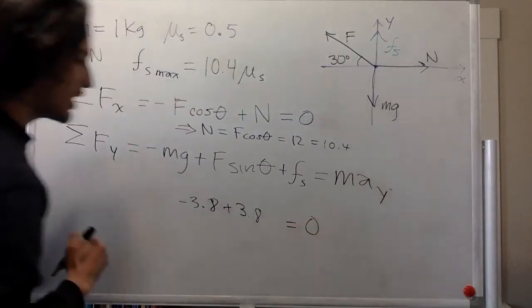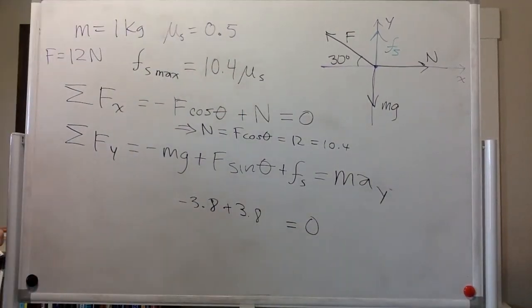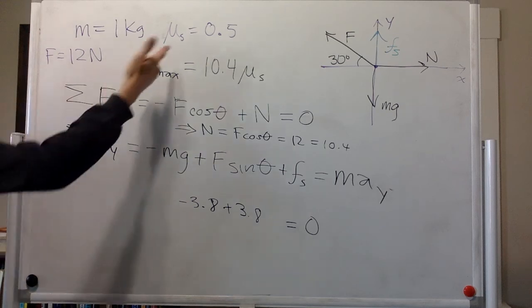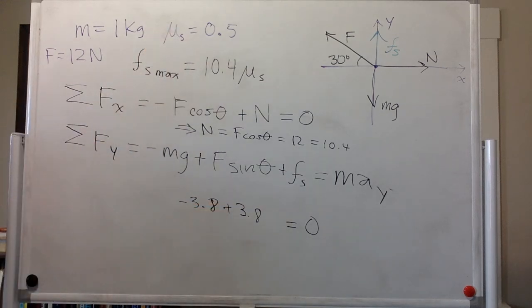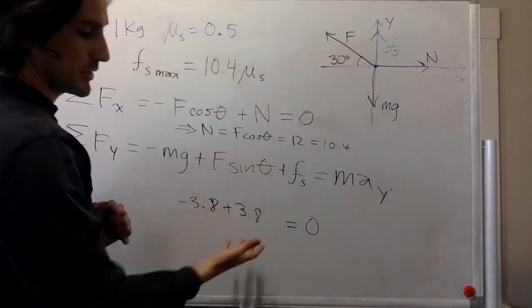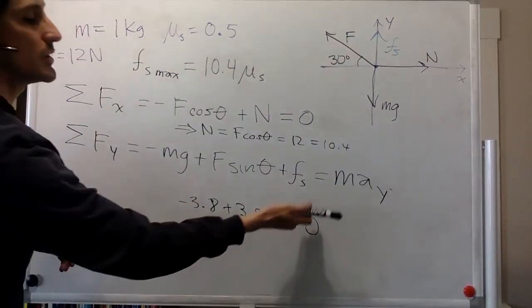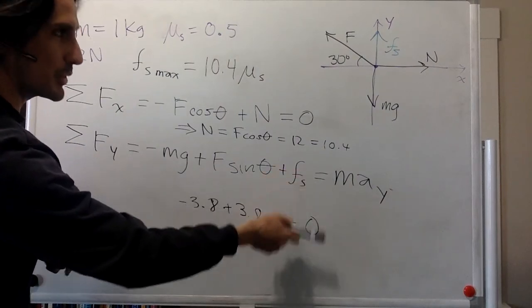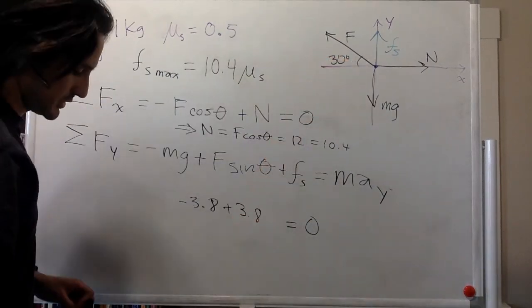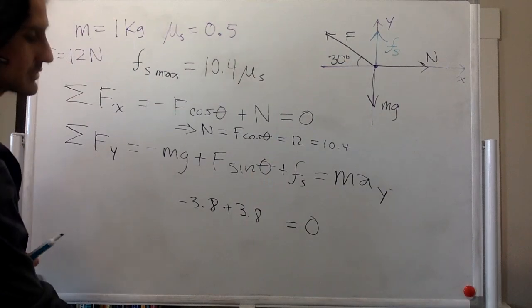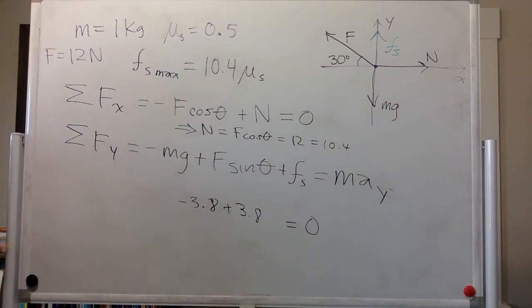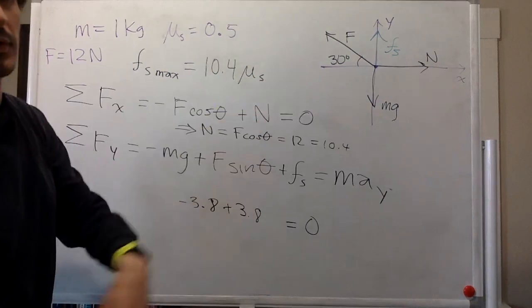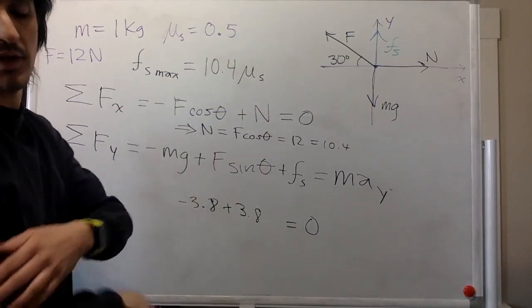Okay, so notice that there's a range. I think the mu k or the mu s can be a little different and the results still will be the same. The force that is being provided could be a little different and the result will still be that the object is not moving because it is within the possibility of the static friction to stop it. So this is an interesting problem. You have to think a little bit beyond the pure equations. All right, thank you.